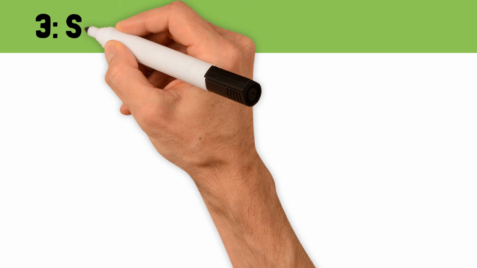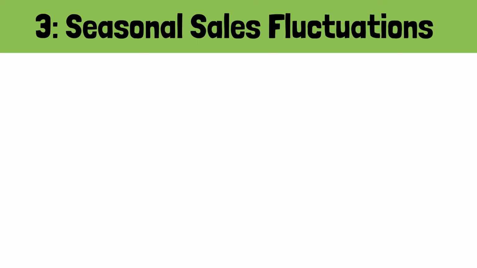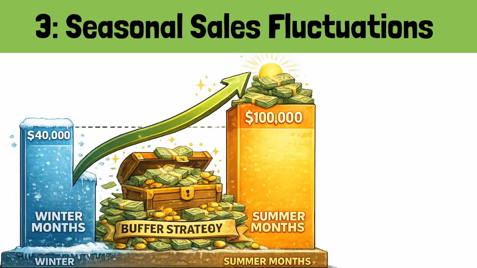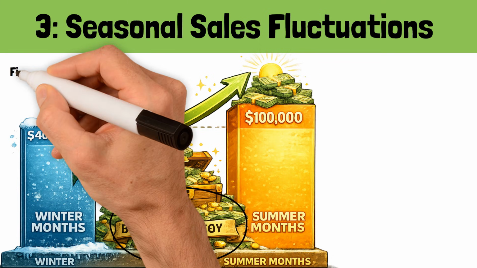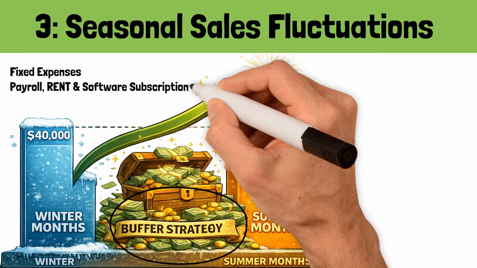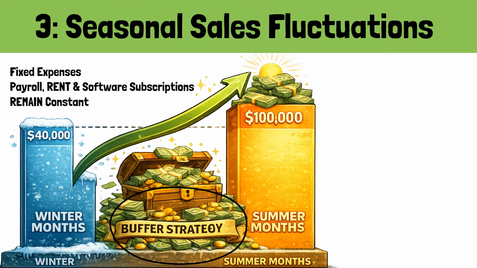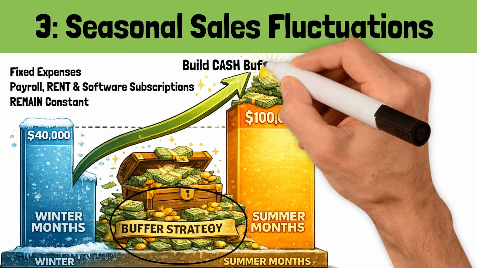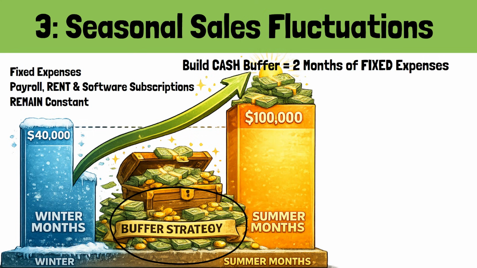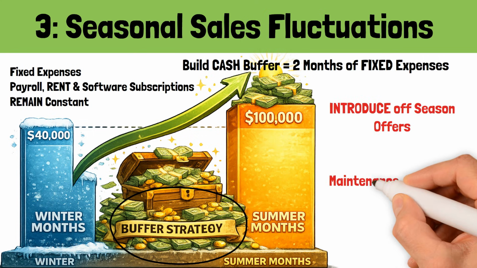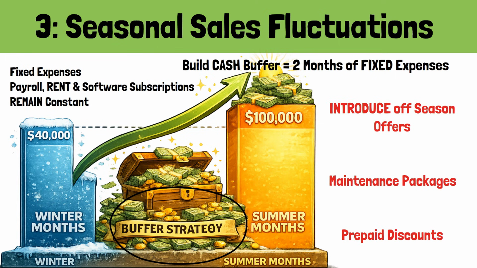Problem number 3, seasonal sales fluctuations. If winter months bring in $40,000 and summer months bring in $100,000, you need a buffer strategy. Fixed expenses like payroll, rent, and software subscriptions remain constant. Fix this by building a cash buffer equal to 2 months of fixed expenses and introducing off-season offers, maintenance packages, or prepaid discounts. Predictable monthly revenue protects survival during slow periods.